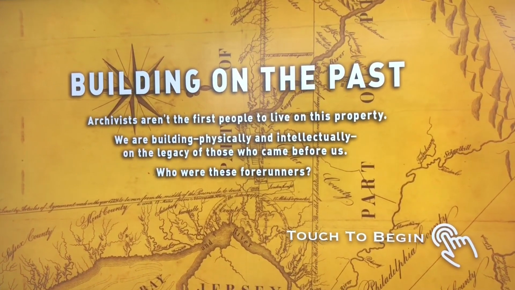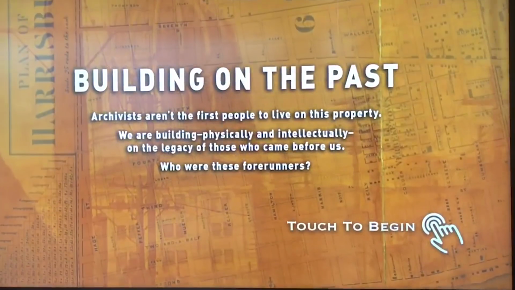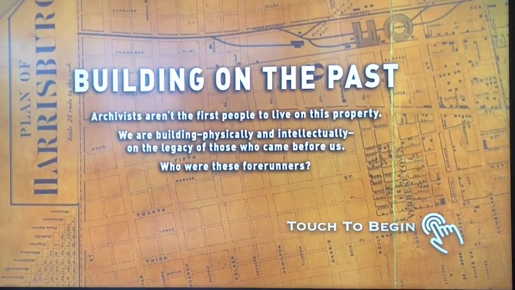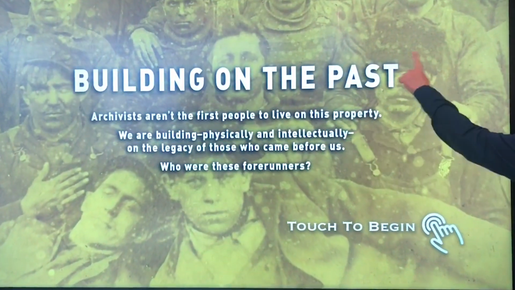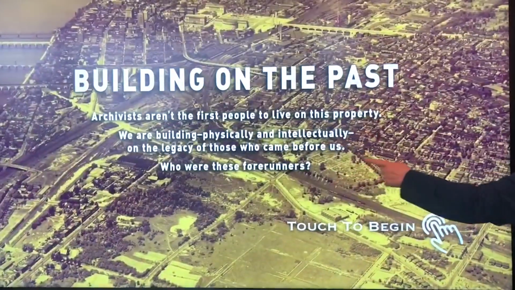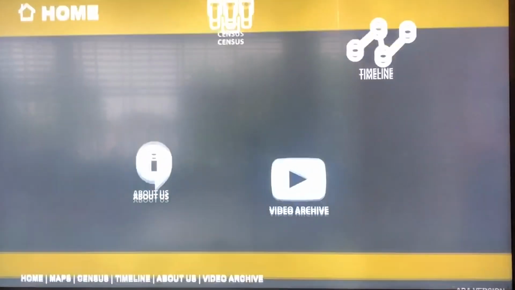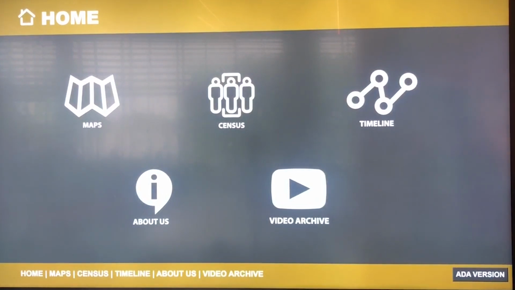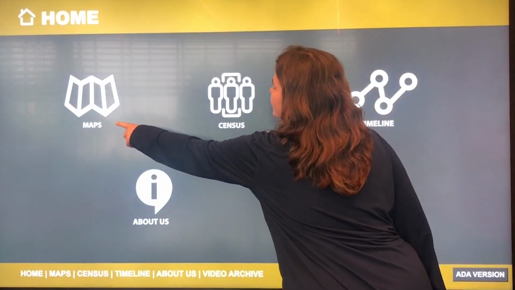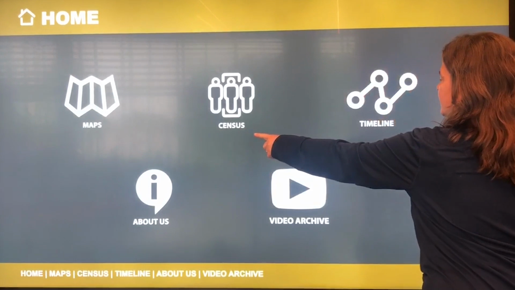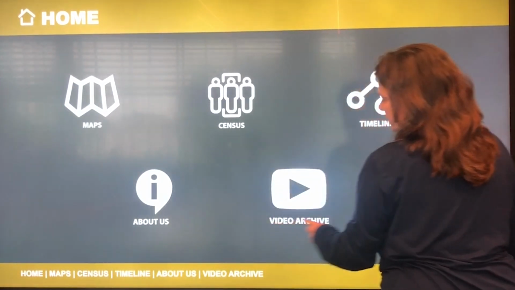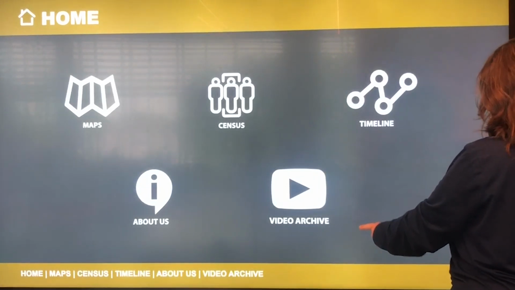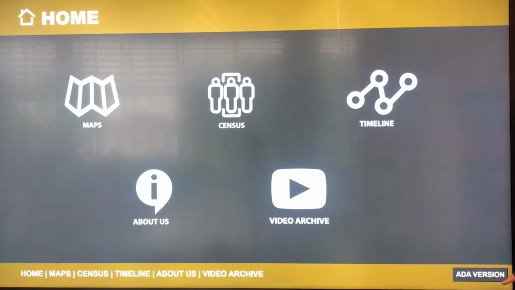Since most people don't know how to use the Digital Gateway, we're going to take you step by step through the process. You can touch anywhere on the screen to start your journey. Notice 5 icons up here: Maps, Census, Timeline, About Us, and Video Archive. Also down at the bottom, there's an ADA version.